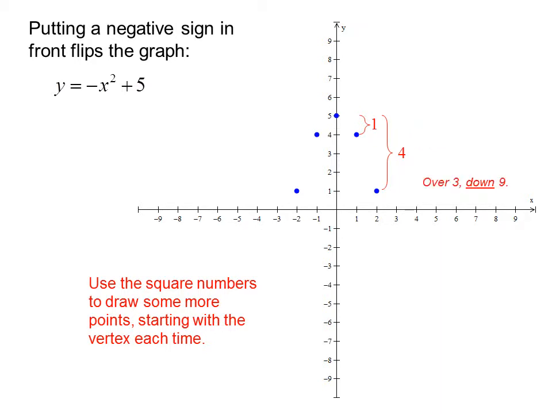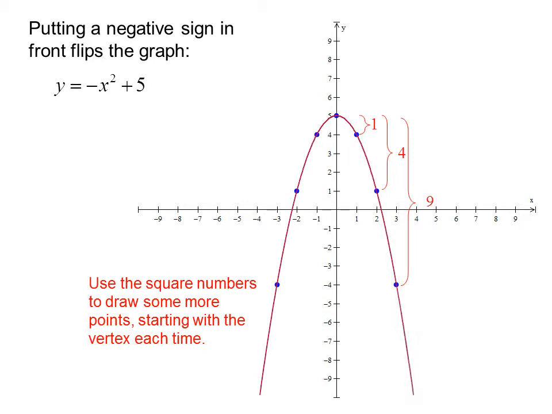Again, starting at the vertex, go over 3, down 9. And we count down 9. 1, 2, 3, 4, 5, 6, 7, 8, 9, which puts us at -4. So we have a dot at 3, -4, and we put another dot straight across. And here's our parabola, this time opening downward.